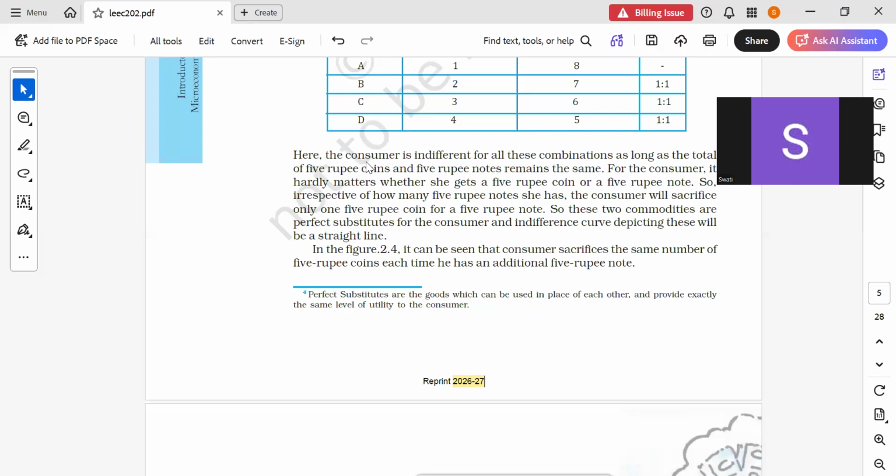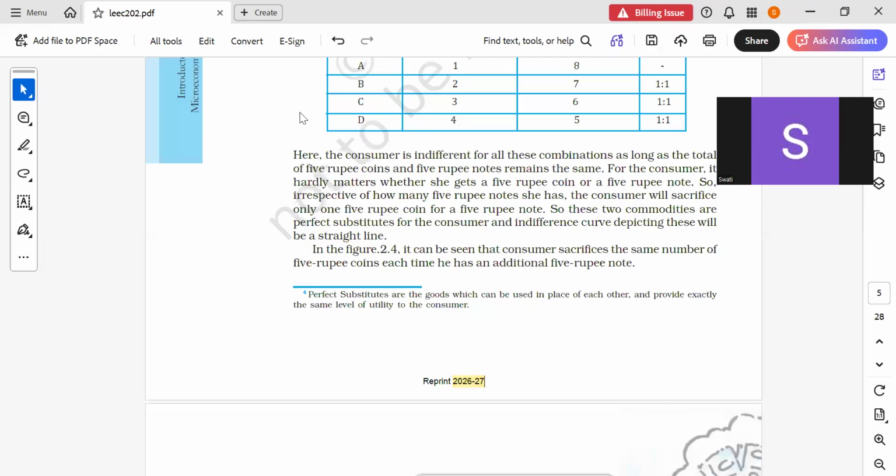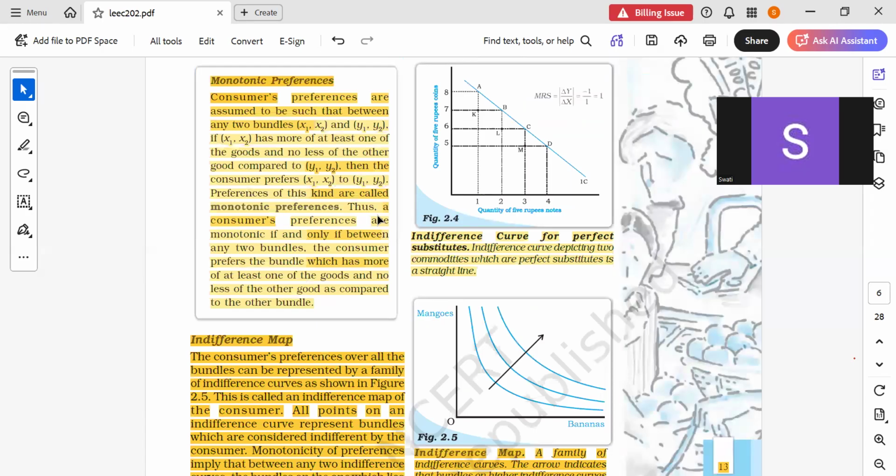Now let's start today's video. We'll talk about the indifference map. We also talk about monotonic preferences, and then we see different properties of indifference curves. So let's start with this. Hope you can see my screen. So yes, let's start with the monotonic preferences.